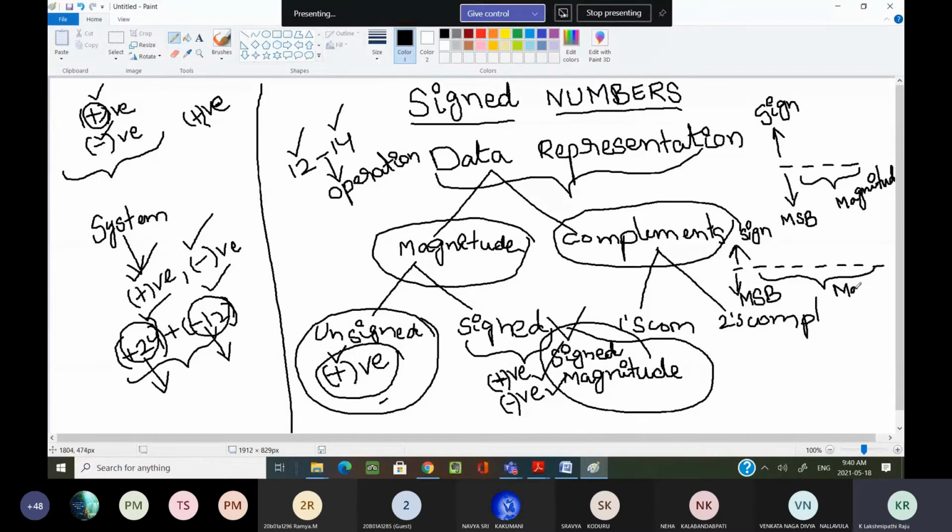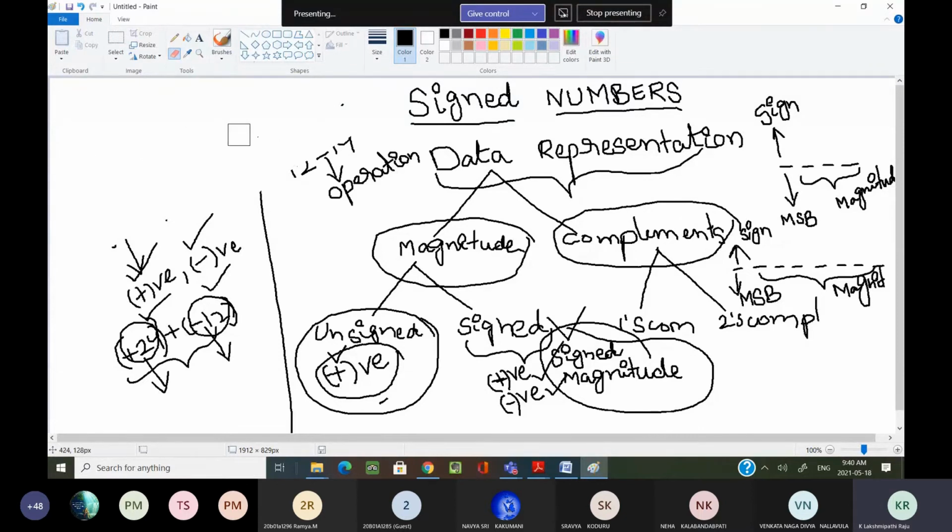Hope everyone is following? Everyone, are you understanding what I am saying? Yes. This is the magnitude part. Don't worry. I can give you some examples, then you will get a better understanding of unsigned numbers and signed numbers. Okay. Now see here. Here I am writing some examples.